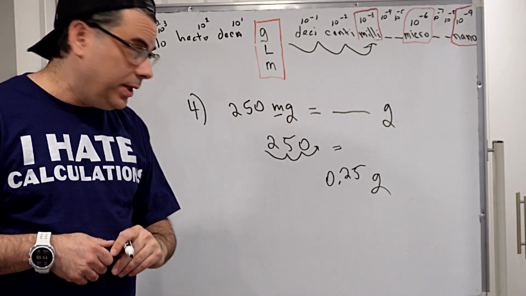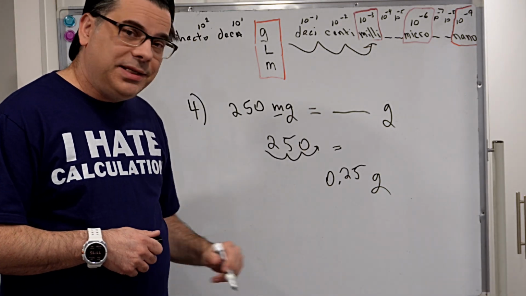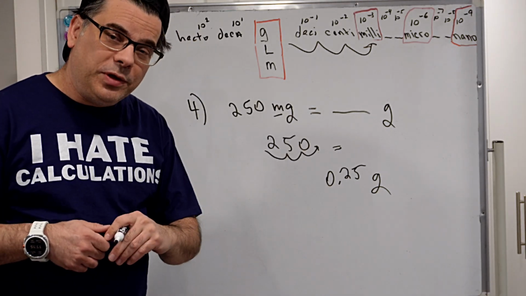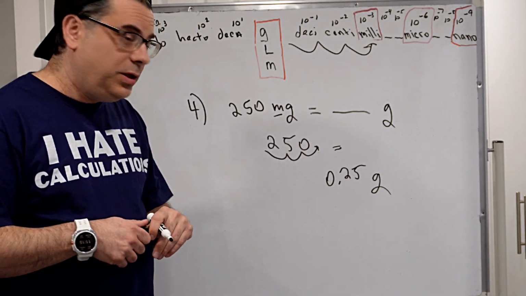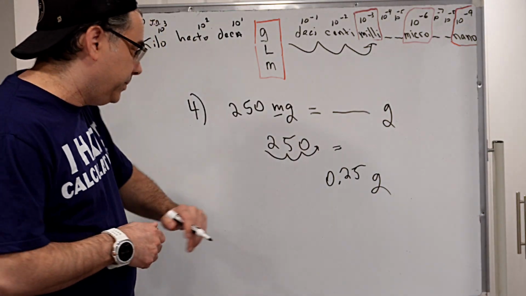The reason we don't put a trailing zero is because someone might make a mistake. They may not see the decimal point and they may think it's 250 instead of 0.25. So again, we don't put trailing zeros, only leading zeros.